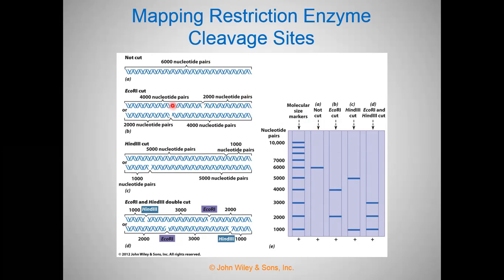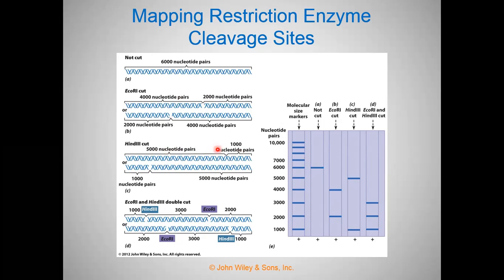Okay, when we cut this with the EcoR1, it breaks the DNA fragment into 2000 nucleotide pairs and 4000 nucleotide pairs. And when we cut this fragment with the HIN3, it will cut the DNA into 5000 and 1000 nucleotide pairs.